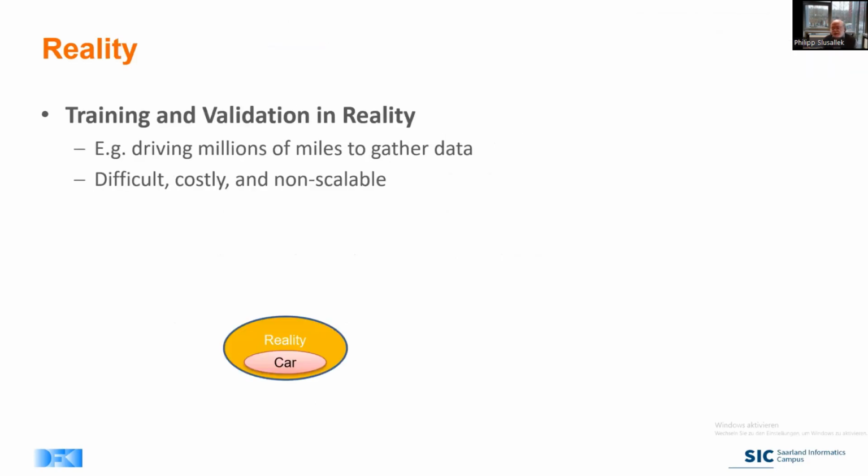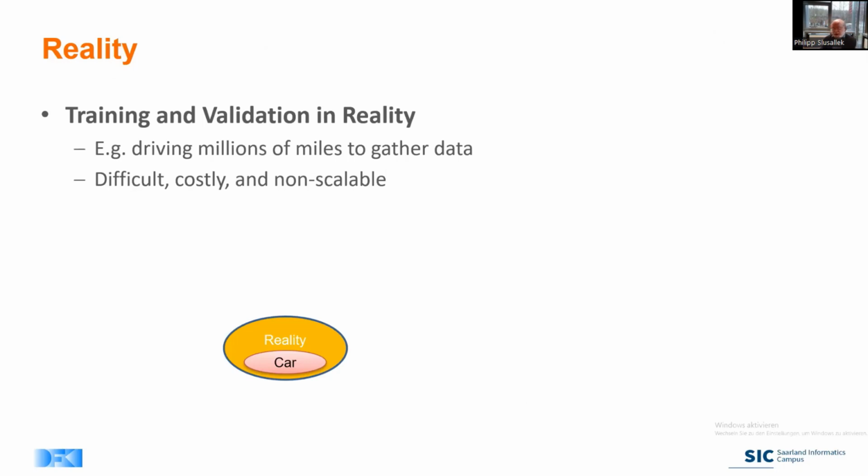And you see this also in the area of autonomous driving. So initially, the car industry that tried to address autonomous driving thought that all they need to do is just gather enough data from reality. So you have a car, you have that reality, you gather lots and lots of data, you drive millions of miles. And that was exactly the problem.